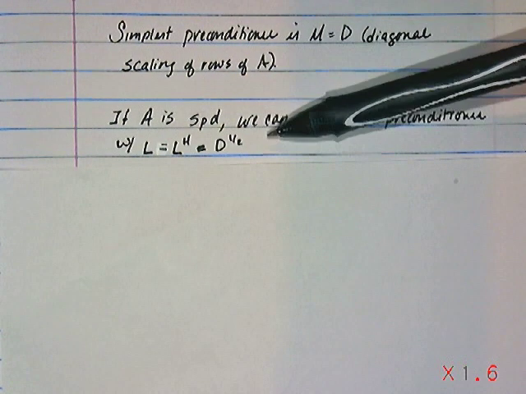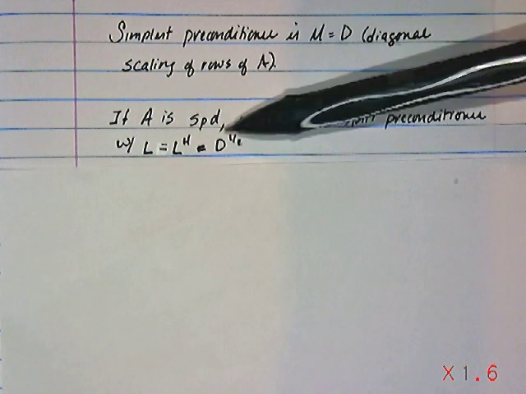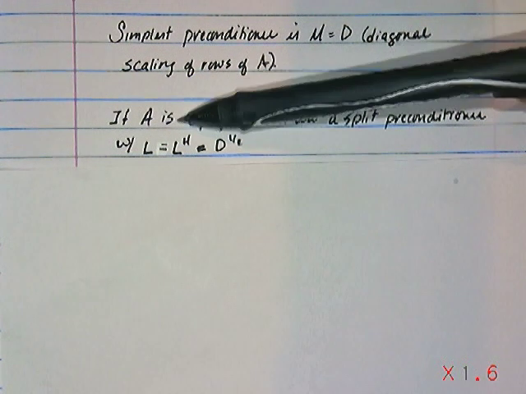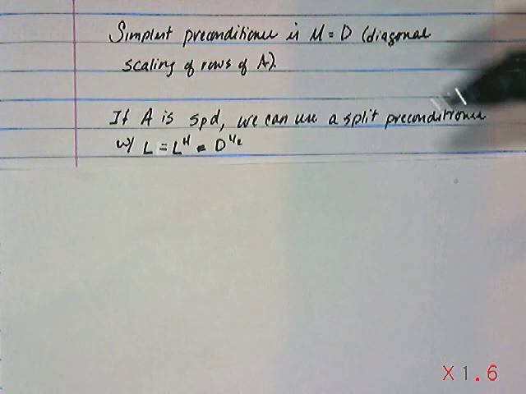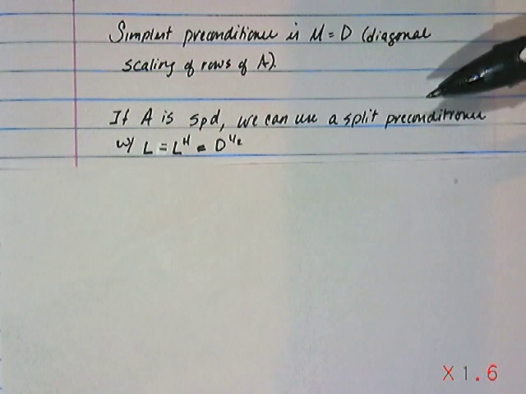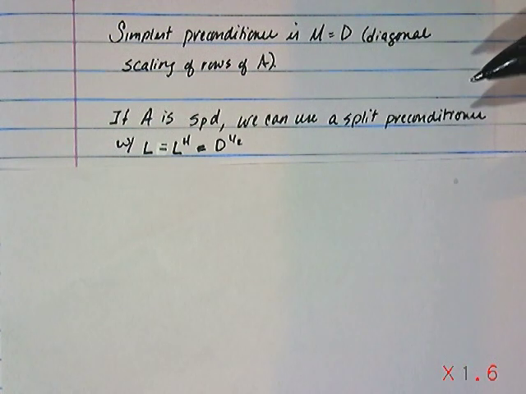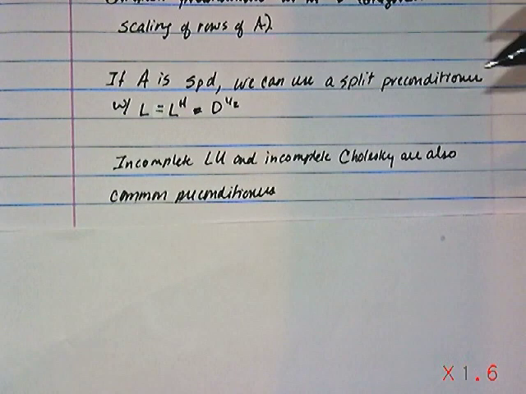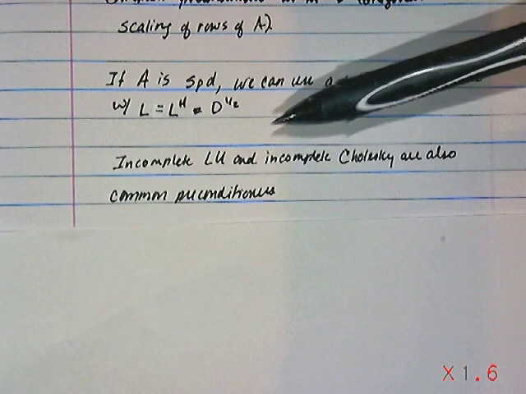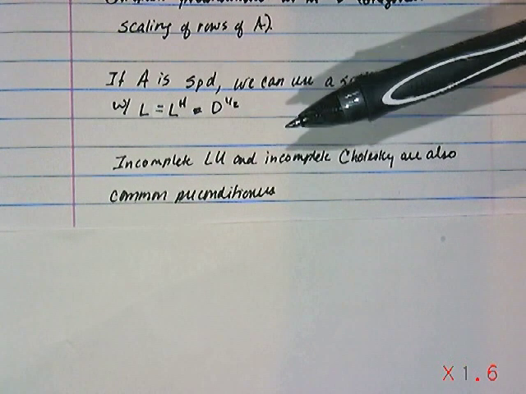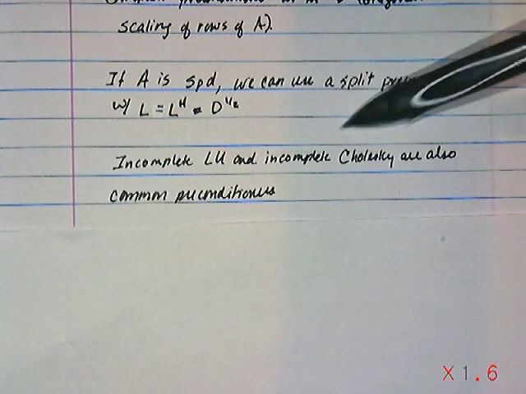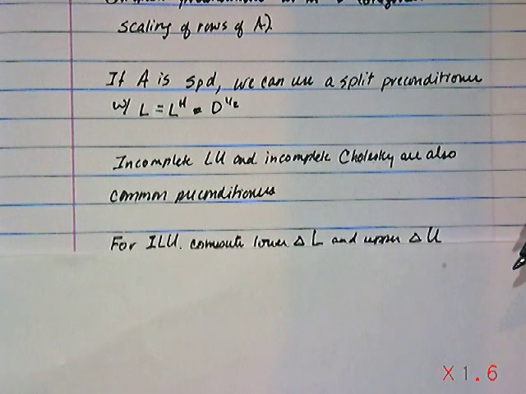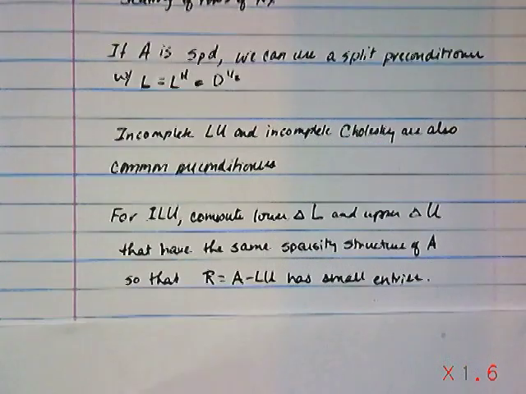You could simply use the square root of the diagonal matrix as the L and the L^H that we had earlier. That would be a very simple way of achieving diagonal scaling. But what's very common, and what's related to your homework problem in this section, is what are called incomplete factorization methods. Incomplete LU and incomplete Cholesky are very common preconditioners used in system solving by conjugate gradient.